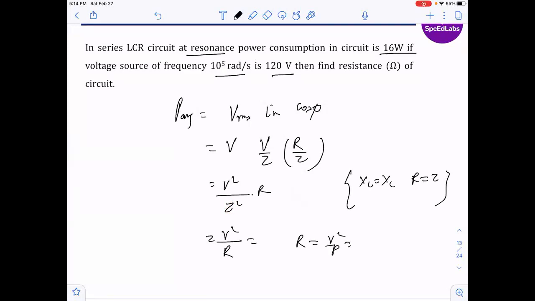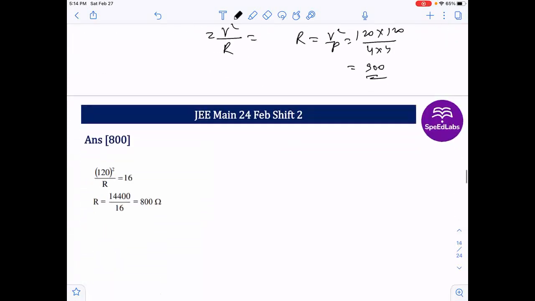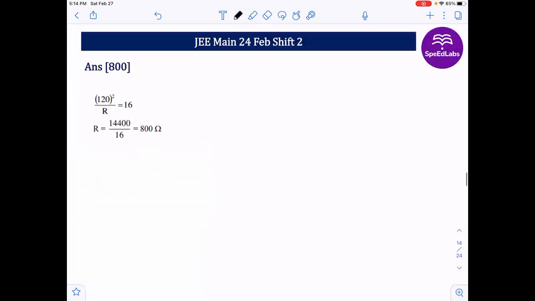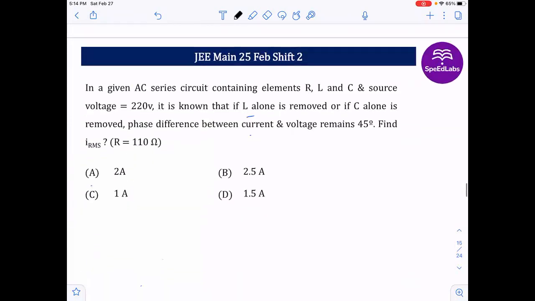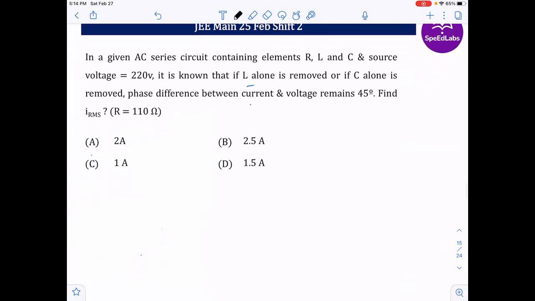Voltage square, 120 into 120, divided by 16 watt. So 4 into 4, 120 by 4 is 30, 30 into 30 is 900. 900 ohm is the resistance of the circuit. Okay, if there is some calculation mistake here, the answer is 900 ohm.